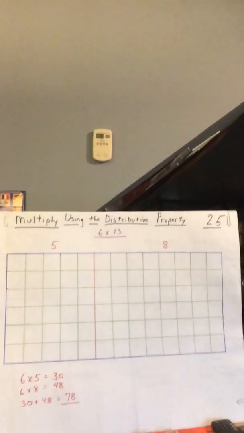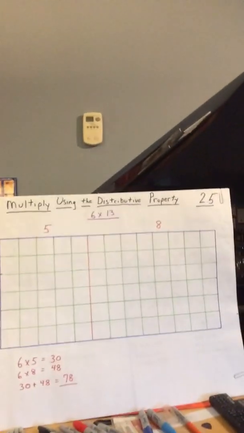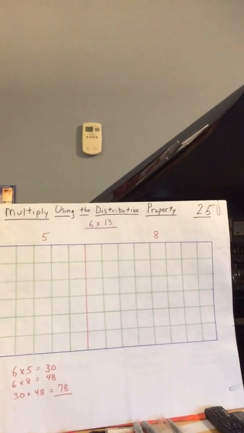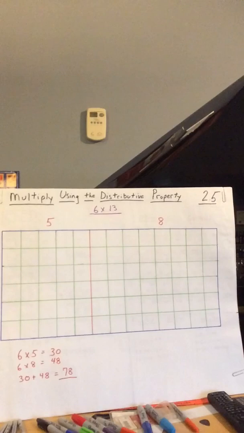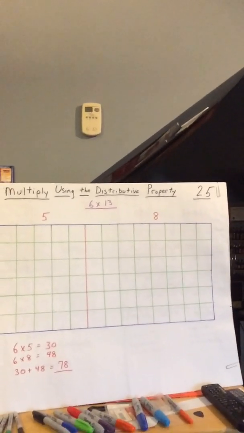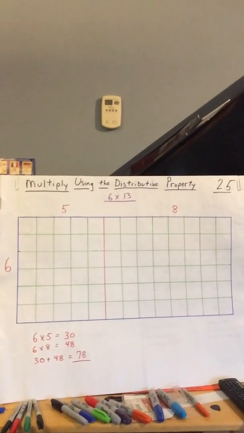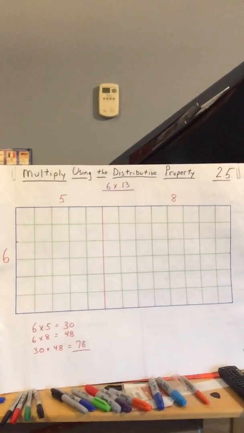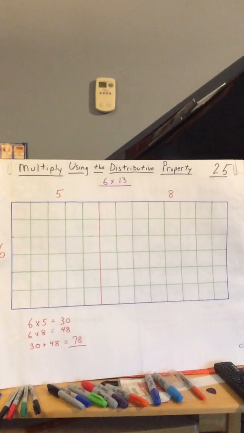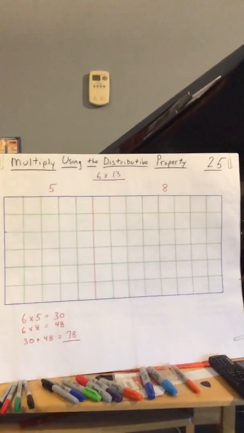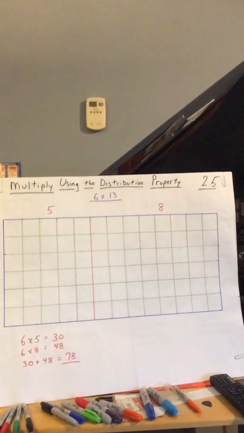6 times 5 is first. That's pretty easy. So 6 times 5 gives us 30. Then we're going to do 6 times 8. 6 times 8 gives us 48. If you take those two products, 30 plus 48, you will get 78. And that is the same as doing 6 times 13. But it just makes it a little bit easier. So that's how you can use the distributive property when you're doing multiplication.